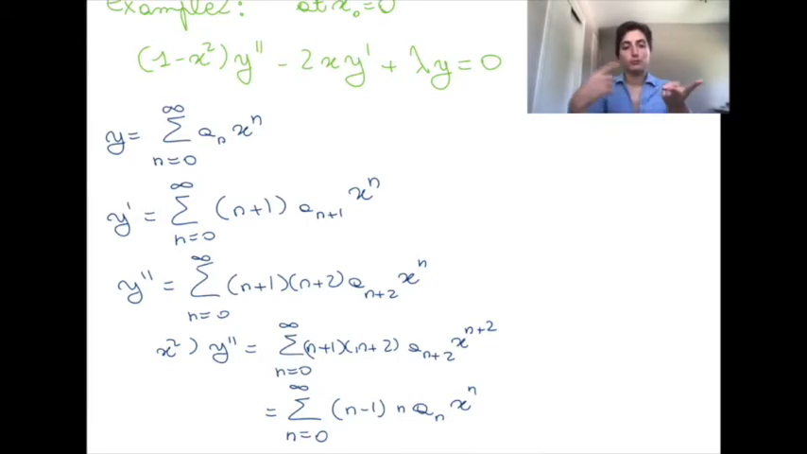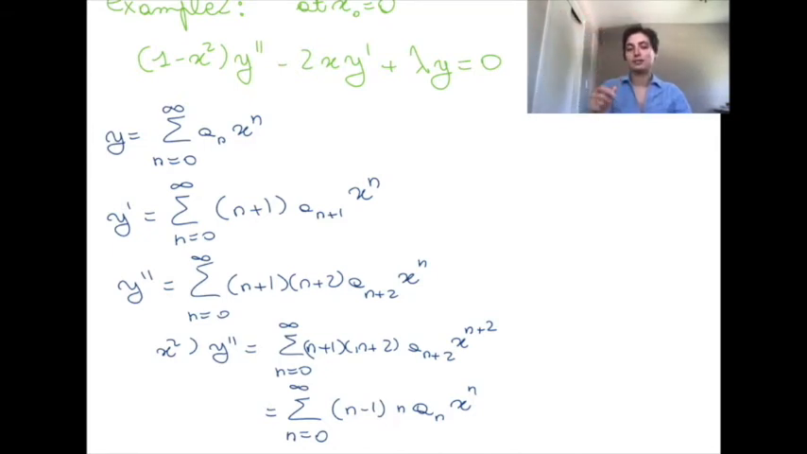Y prime, we have computed before, is an infinite sum of (n+1) a_{n+1} x^n. Y second, we have also computed before. We have (n+1) times (n+2) times a_{n+2} x^n. So if we plug these terms directly into our ODE, it fits everywhere.